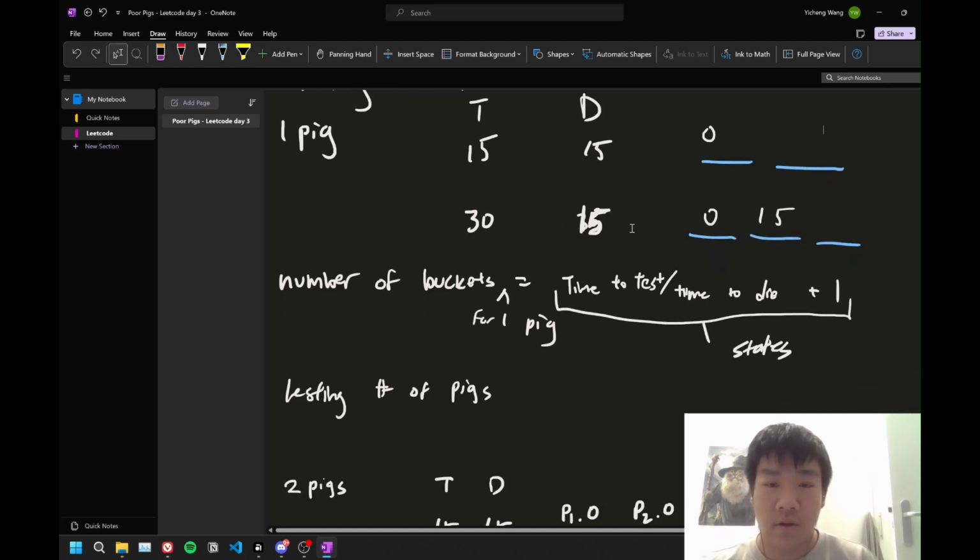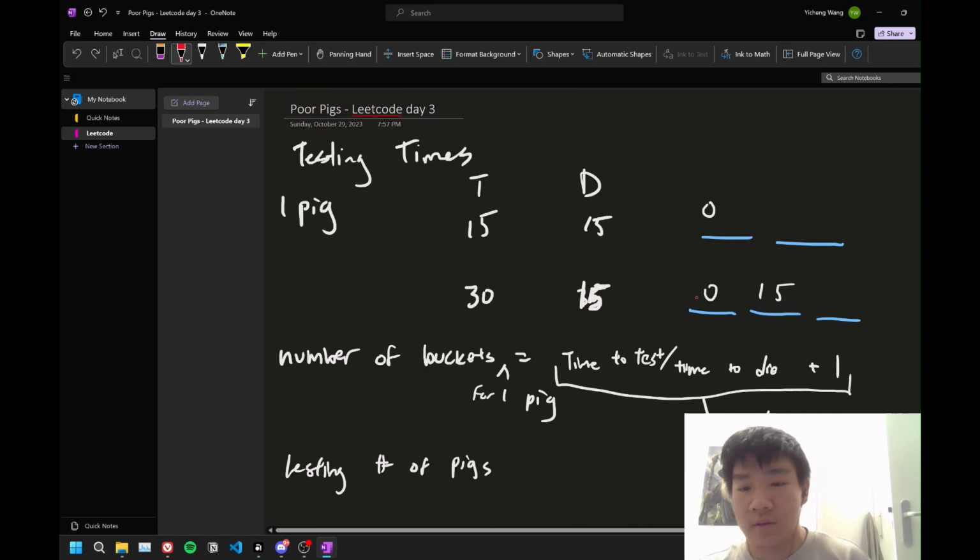And for 30 here, we would do something very similar: test at 0. If it doesn't die, test at 15. And then if it survives, then it's the bad bucket. If it dies at 15, this is a bad bucket. If it dies at time 30, this is a bad bucket. If it dies at time 15, then this is the bad bucket.